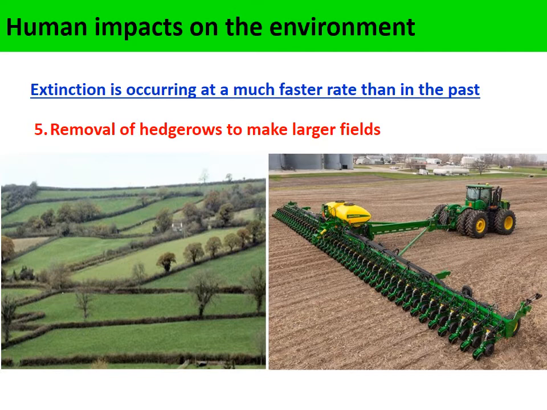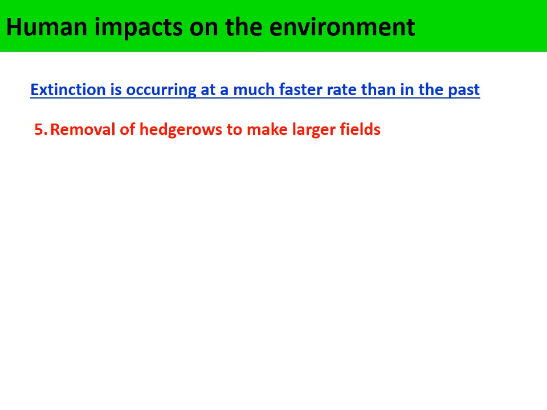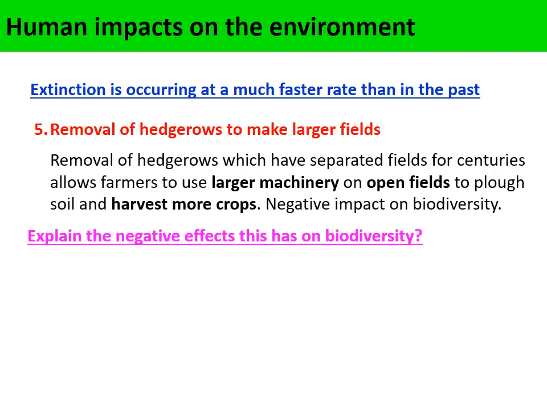But after World War II, there was new government policy that allowed the hedgerows to be removed, and that made bigger open fields to allow more extensive farming with new, obviously, farming machinery. So removal of hedgerows, which have been used to separate fields for many centuries, allows farmers to now use large machinery on open fields to increase the number of crops that can be produced and therefore harvested. And we know it's got a negative impact on biodiversity.